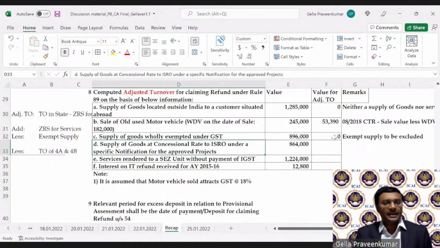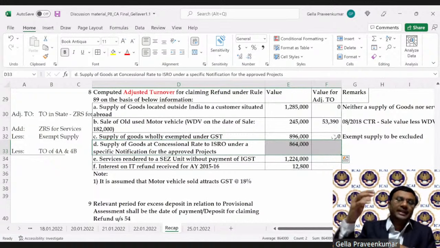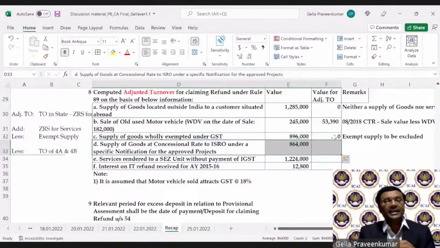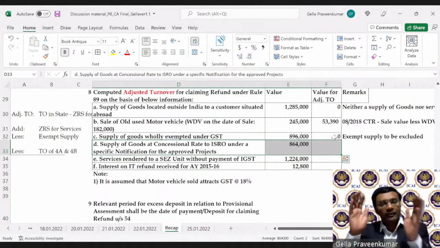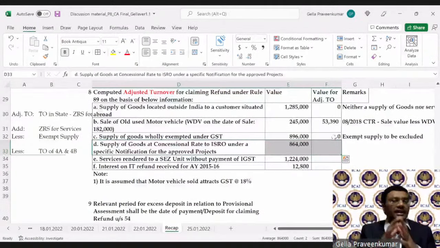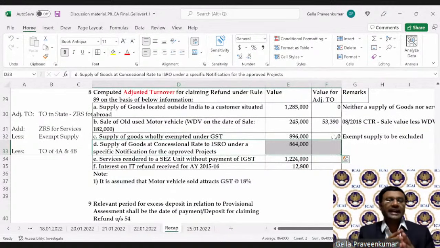Next. Supply of goods at a concessional rate to ISRO. Now, what is happening here? There is a specific exemption notification which Vignesh sir has discussed at length. Any goods which are supplied under a particular contract where a certificate is issued by a scientist having a particular rank, the original rate of tax will be reduced, and 5% will be the effective rate of tax. Now, are these goods taxable? Answer is yes, taxable. However, there is a slight reduction in rate of tax.